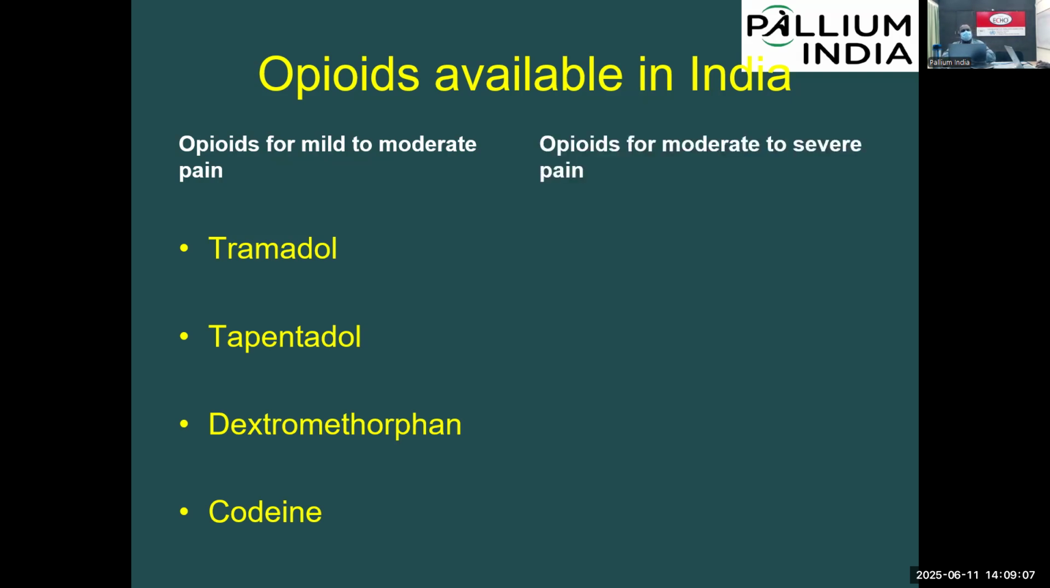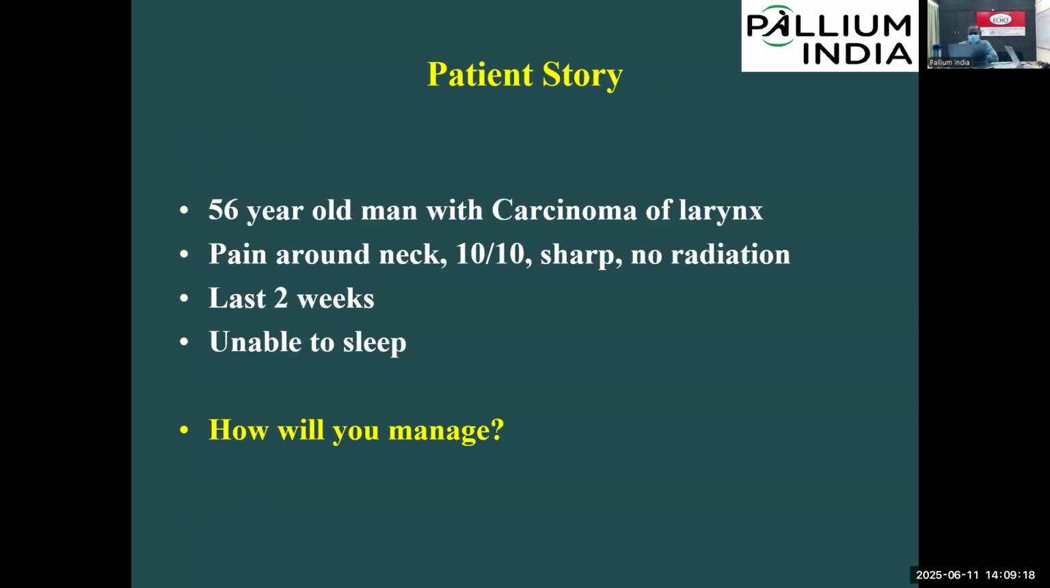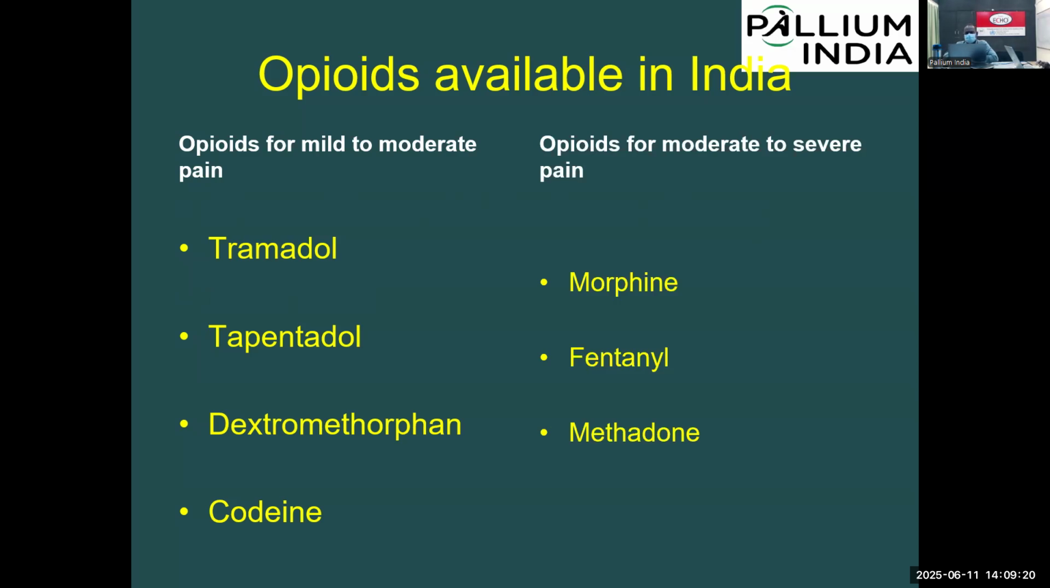And opioids to treat moderate to severe pain include morphine, fentanyl, and methadone. There are many other opioids which you have used, like pentazocine, that is Fortwin, then pethidine. But these medications don't have much role in chronic pain.